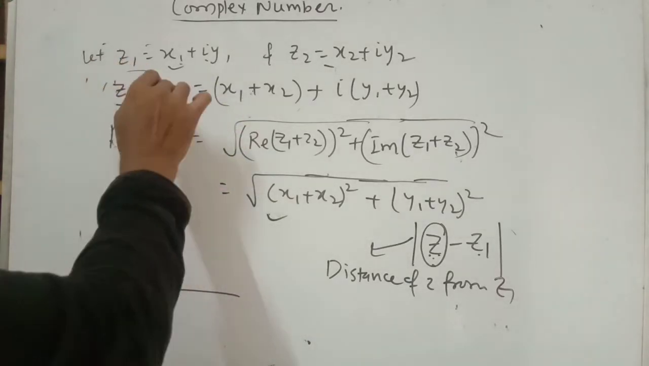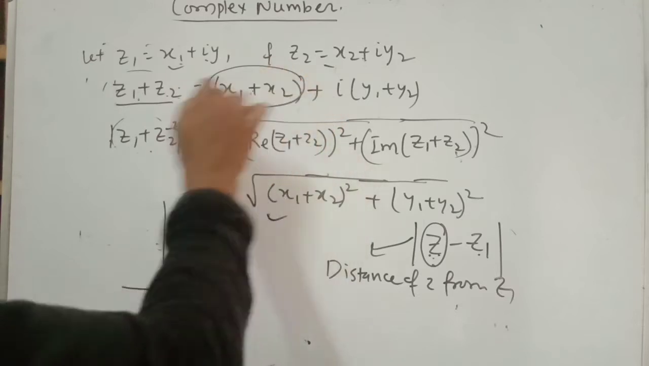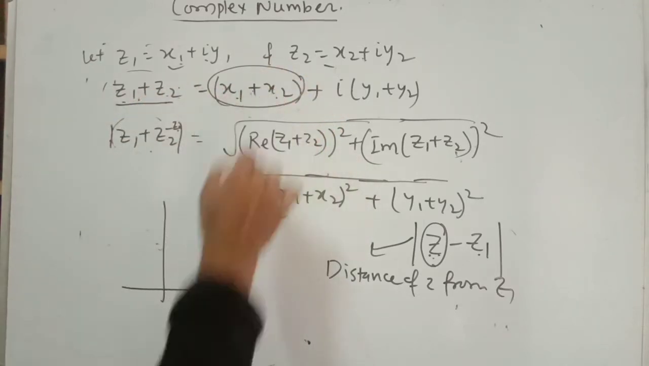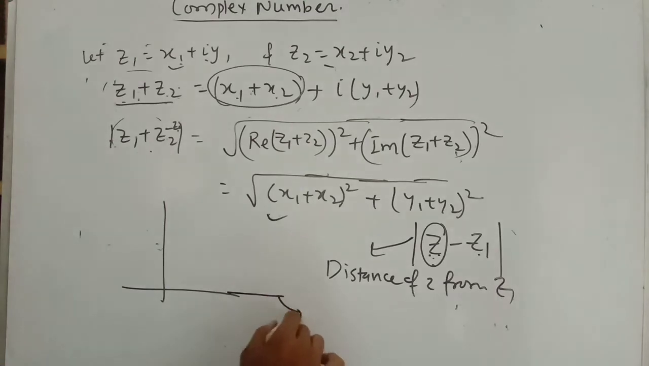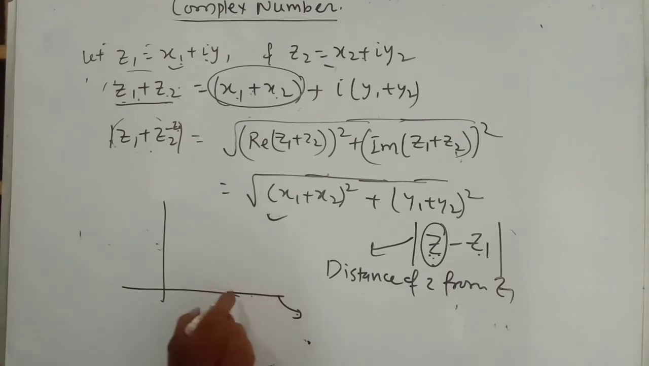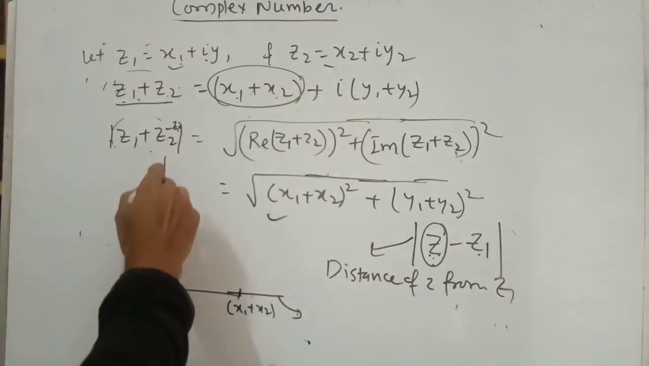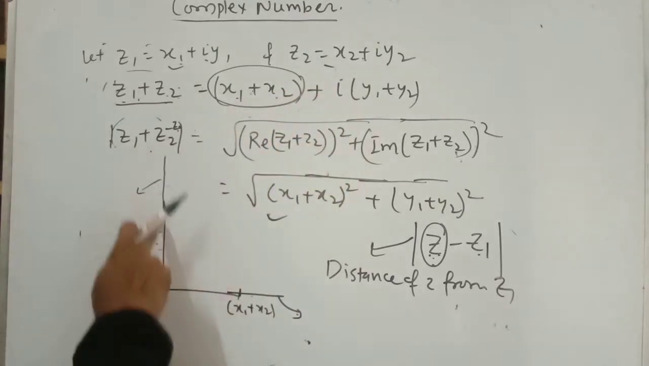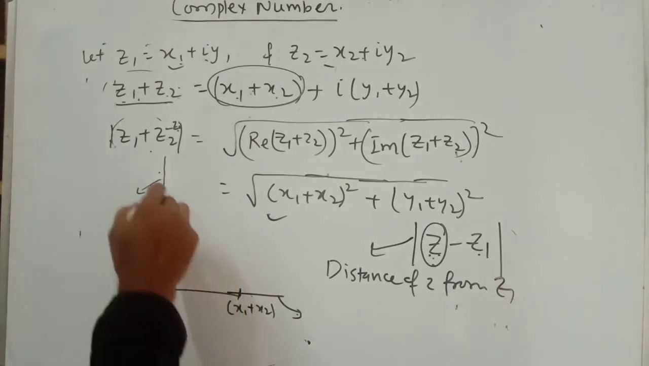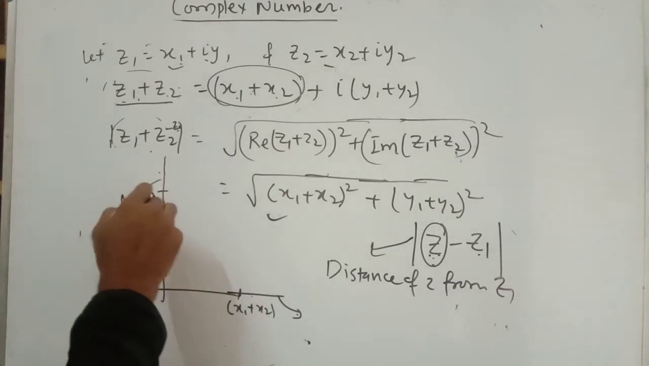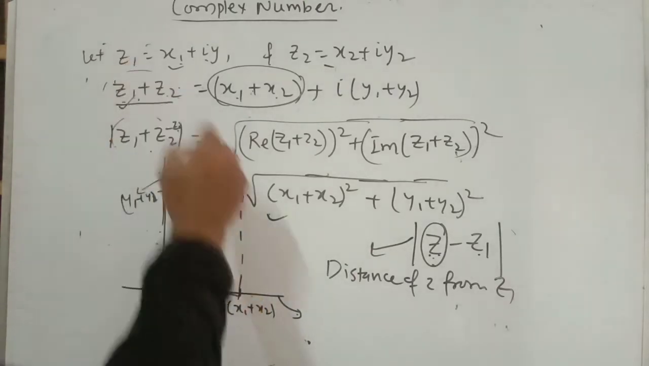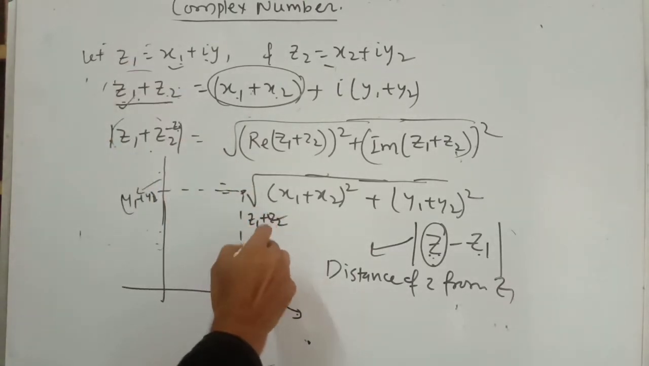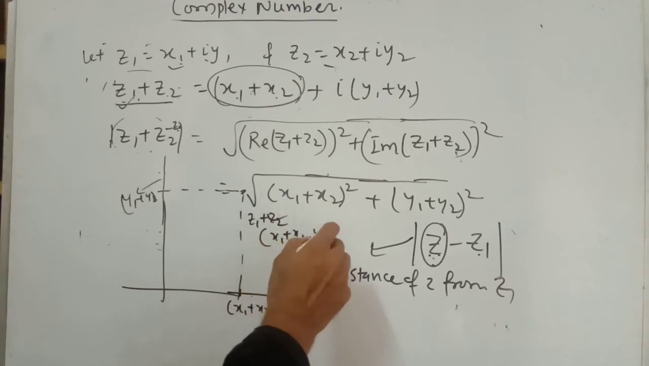So the coordinate of z1 plus z2: obviously you can see the real part of the new complex number is x1 plus x2. I already told you this is the real axis, so you can denote the real part of the complex number here as x1 plus x2. The imaginary part is denoted on the y-axis. In the Argand plane the imaginary part is denoted by the y-axis. So let me consider this as y1 plus y2. Now the coordinate of this complex number z1 plus z2 becomes x1 plus x2 comma y1 plus y2.